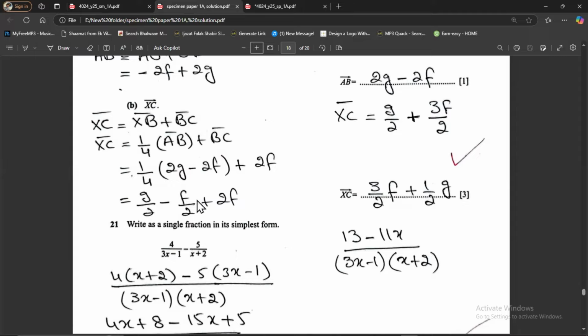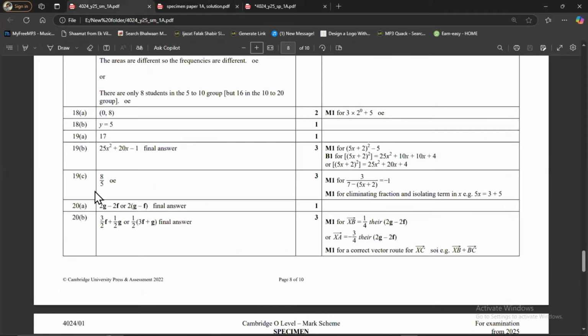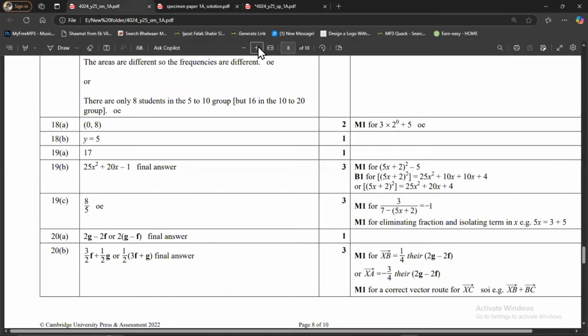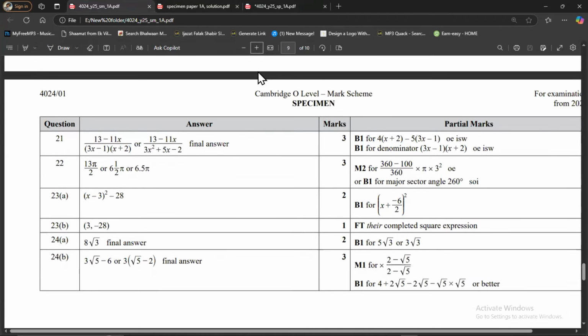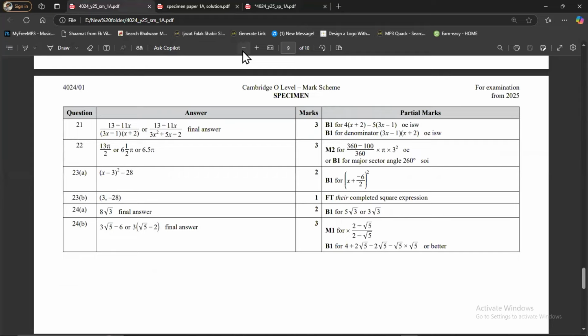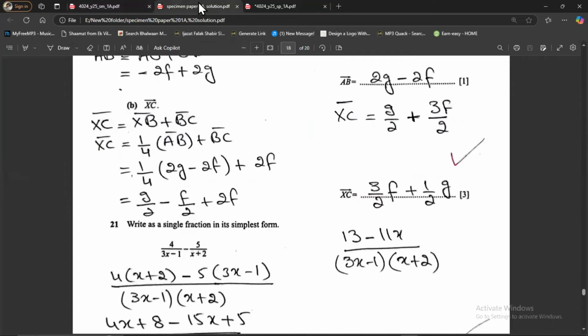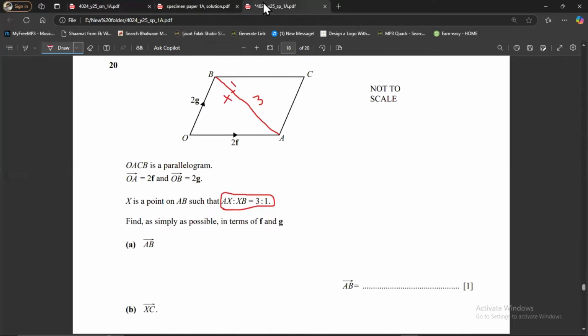You can take the LCM here. So 3F by 2 plus G by 2. That's the answer, sir. And you can see this answer is right. Okay, so then we will go to the next part. We are done with this question. I hope you understand this.